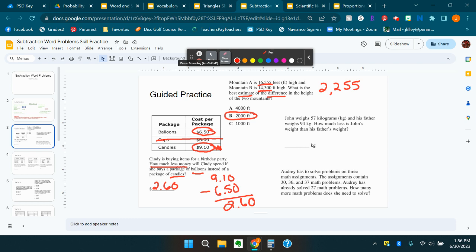In the next example, it says John weighs 57 kilograms and his father weighs 94 kilograms. How much less is John's weight than his father's weight? So again, we're comparing two amounts. That's going to be subtraction every single time. Don't get thrown off because they're using kilograms instead of pounds. We're still comparing two numbers. So we're going to start with our larger number and do 94 minus 57. And when we do, we're going to get 37 kilograms as our difference.